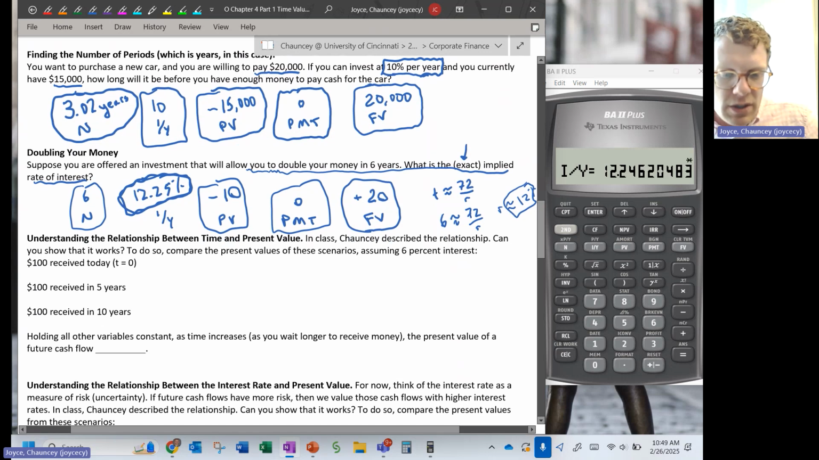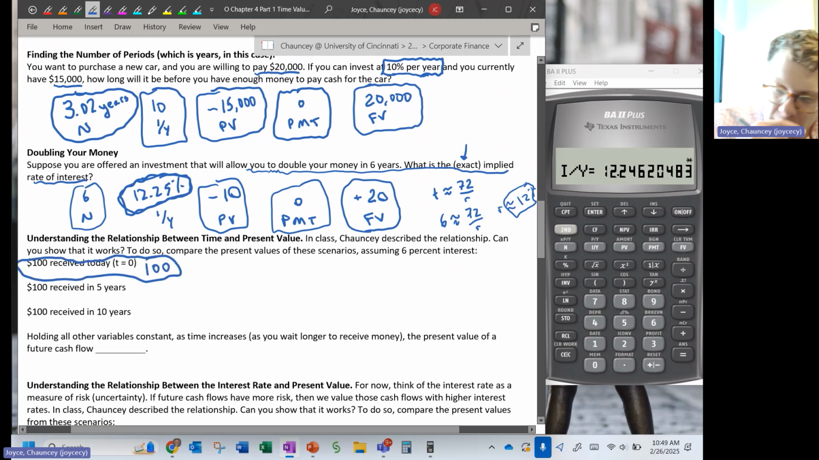Understanding the relationship between time and present value. In class, we talked about this relationship. Let's show that it works now. Let's look at a couple scenarios where we're each going to receive $100. In one case, we're going to receive the $100 today. So if $100 is received today, that's just worth 100. There's no math needed to do.